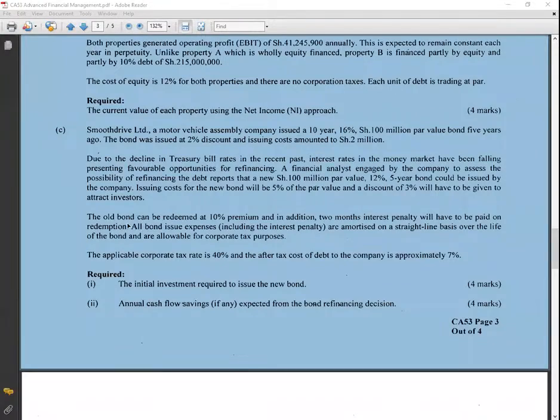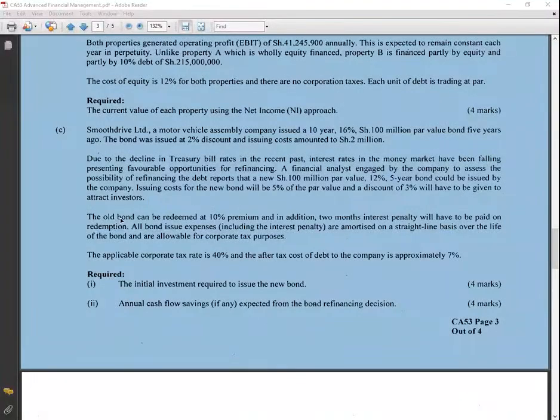Now, for us to be able to get, ladies and gentlemen, the annual savings, what we are going to do is to compare the two. We shall be comparing the two bonds. So the two bonds which I would want us to compare here, we have what we call the old bond, and the new bond.